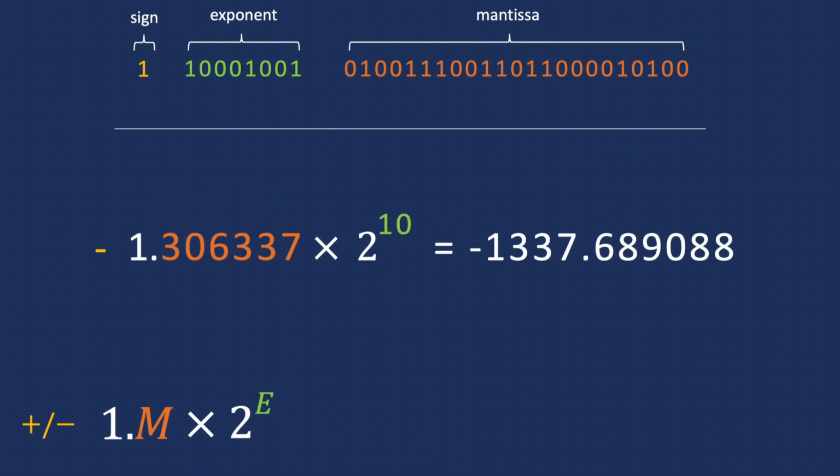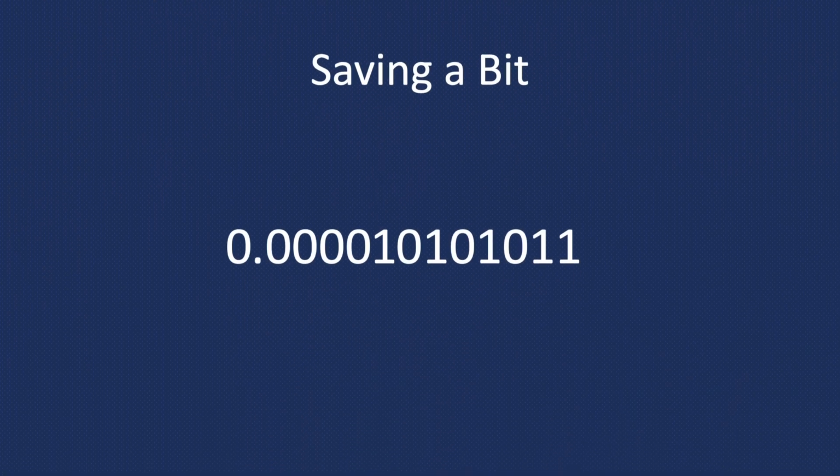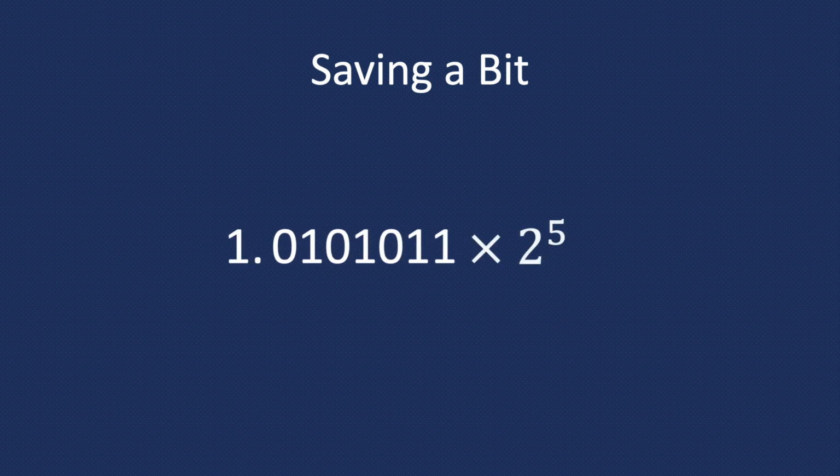The people who invented this system were in fact very clever, and they figured out a way to save a bit of space. It turns out that the representation of the mantissa always starts with a 1. Yes, even for this number. So by only representing this part in the mantissa, they save a bit of space.